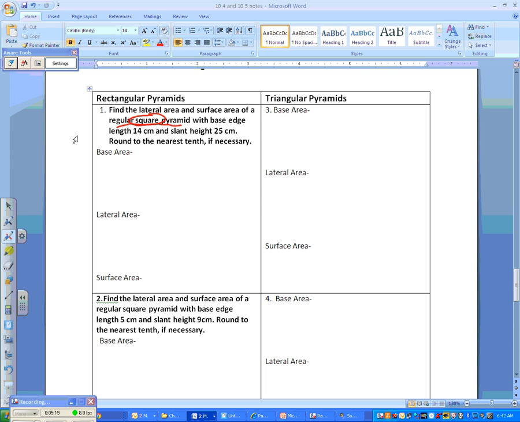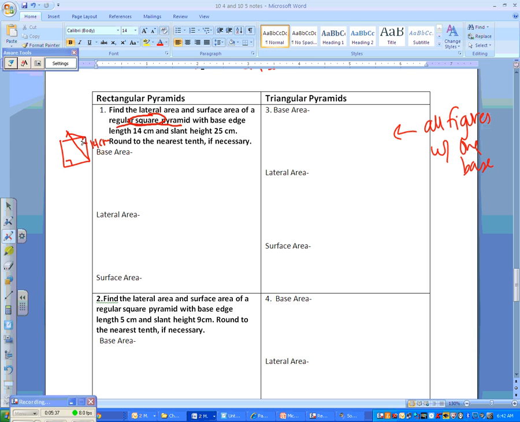So the reason why I have these in words is because I want you to know how to draw the picture. So we know the base is a square. Oops, that doesn't look like a square. Okay, so we have a square. There it is, sweet. And all the sides are 14 centimeters. Then we know that they go up and they meet at a point, right?